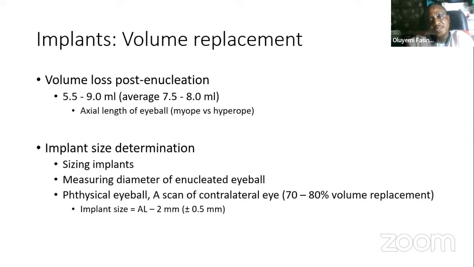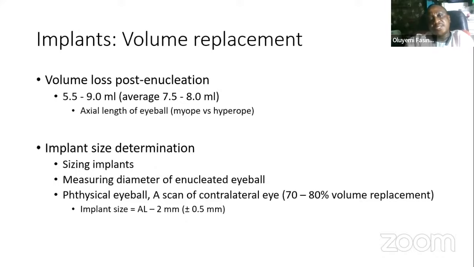As such, the size of the implant that is going to be placed should not just be generic. As much as possible, we want to place an implant that is close to the size of the eyeball that has been removed. Dr. Akang mentioned earlier that we can use sizing implants to give us an idea of the size of the socket or the volume loss within the socket, which can be done on the table. That will give us an idea of the diameter of the implant that is going to be inserted. If you don't have sizing implants, you can use a caliper to measure the diameter of the enucleated eyeball.